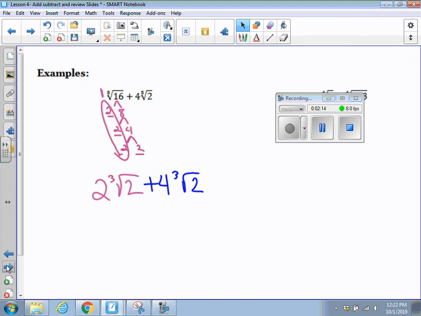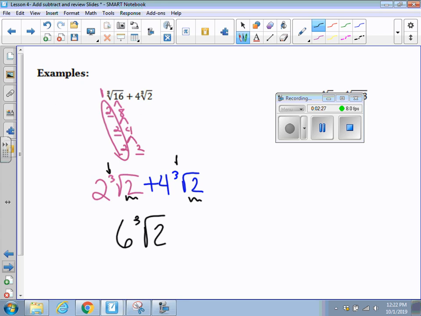So we've simplified, now we combine like terms. These are like terms because my index for both of them is 3 and my radicand for both of them is 2. So if I have 2 cube root of 2 plus 4 cube root of 2, that's going to get me 6 cube root of 2.